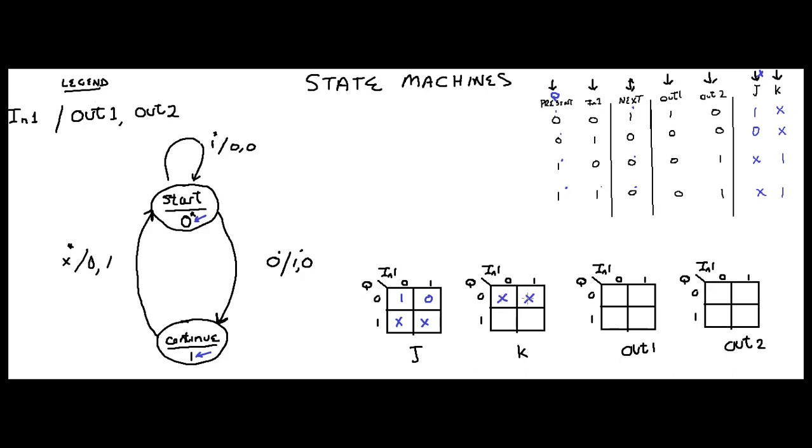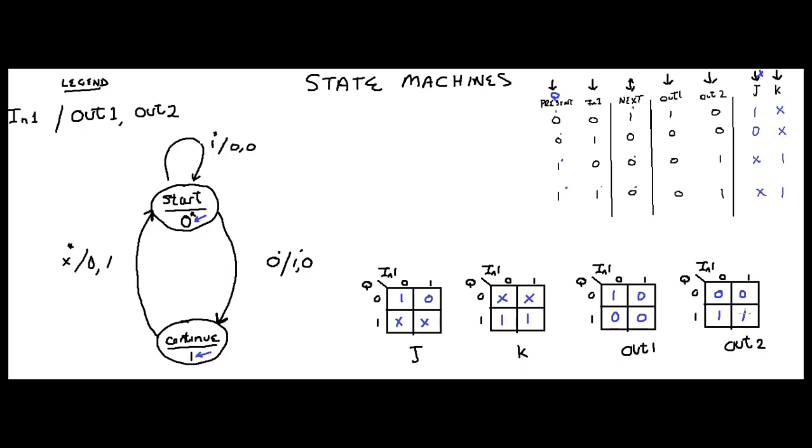What do you think the next one's going to be? Well, it's 1s, right? 1, 1. You can't go wrong there. Got it? And we do the same things for the out 1 and the out 2. Okay? So out 1 is going to be 1, 0, 0, 0. And the out 2 is going to be 0, 0, 1, 1. Alright?